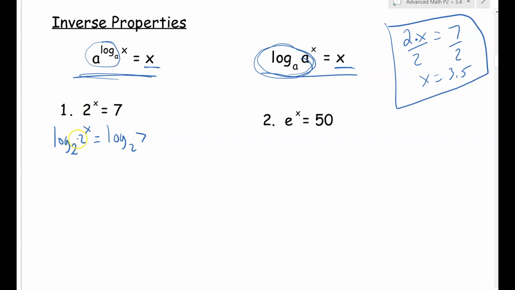Well, what happens on the left? This here is the same as this here. These all cancel. This stuff right here kind of cancels out, and we just get x. So then we have log base 2 of 7. Now, we have to figure that out. Sometimes you can leave it like that, but in most cases we're going to want a decimal. So remember, we've got to go to the calculator.